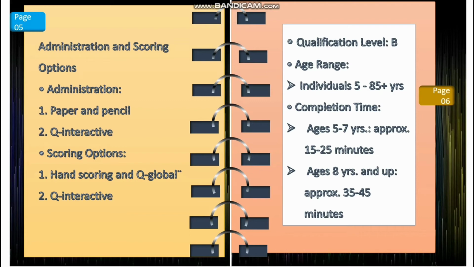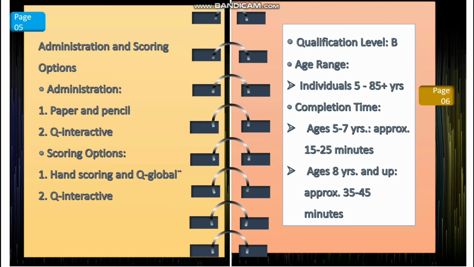The WRAT 5 administration and scoring options. In administration, the first option is paper and pencil. The second is Q-interactive. The scoring options are hand scoring and Q-global. Hand scoring and Q-global help you quickly and efficiently organize examinee information, generate scores, and produce accurate and comprehensive reports. And Q-interactive is a comprehensive digital system that can be used to administer and score the complete WRAT 5.